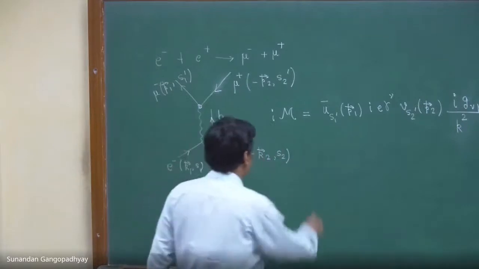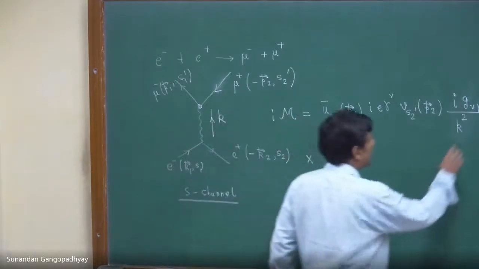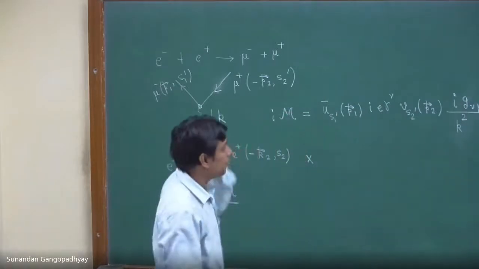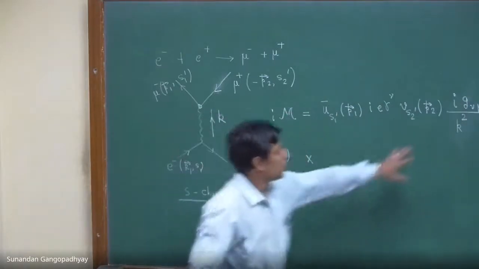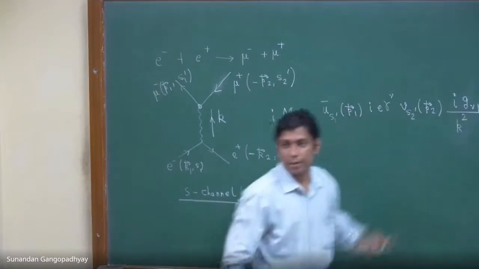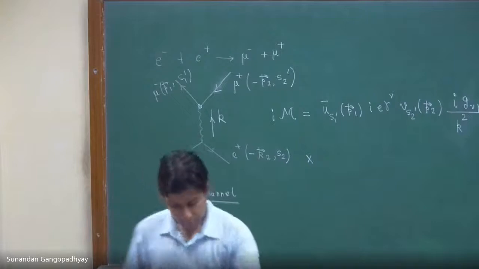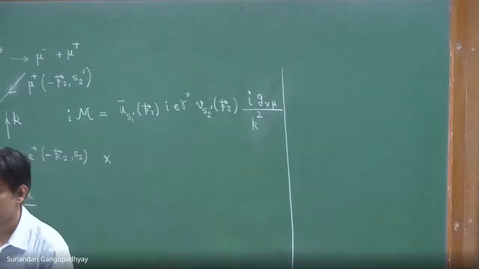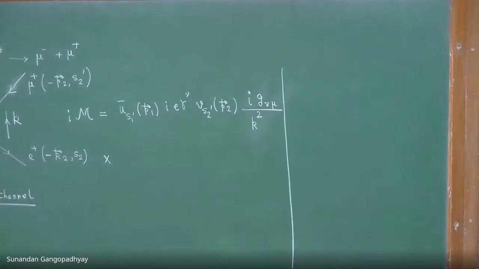And then, so this part you cannot see if it is i g nu mu by k square. Okay, sir. Can you see? Yes, sir.